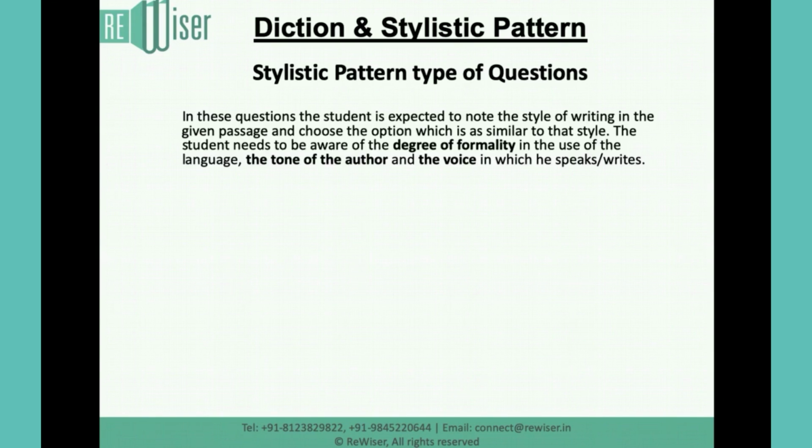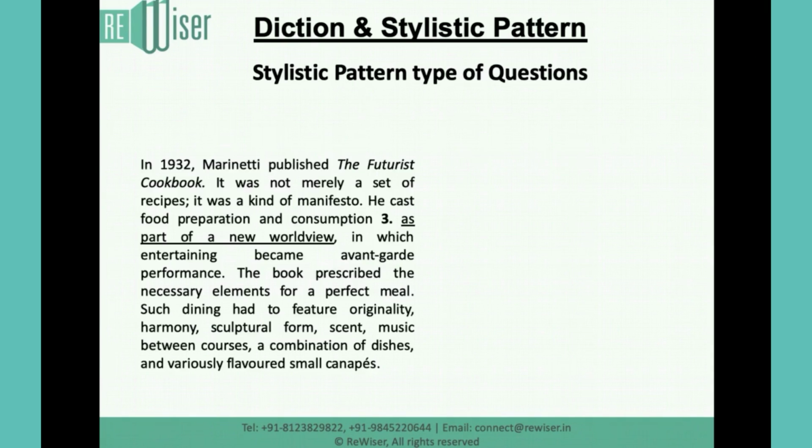In these questions, the student is expected to note the style of writing in the given passage and choose the option which is as similar in style to that. Now, similar in style, what are you looking for? Is it formal or informal kind of language? What's the tone? Has it been a positive tone all along? Continue with the same positive tone. And the voice, is it talking in first person, second person, and such things is what you would be looking at. So, let's take an example.